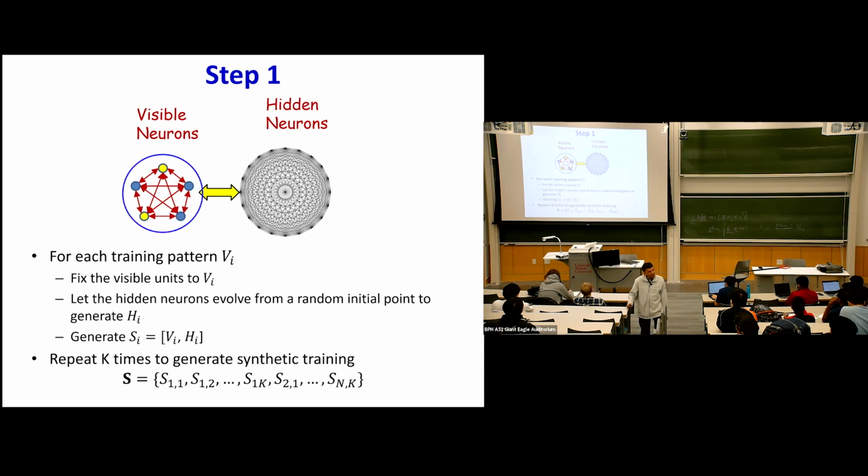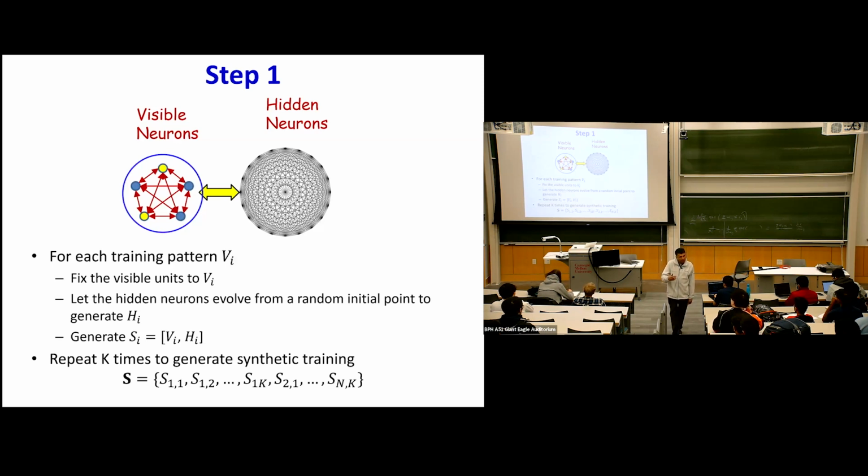Eventually the hidden bits are going to converge to some distribution, and you can take a snapshot from it. When you take a snapshot, you can compose an extended pattern that you're trying to store. You repeat it many times. For each visible pattern, you can repeat this simulation many times. Each time you get a different snapshot of H, and each snapshot gives you a different extended pattern. This collection is now going to be your training patterns.